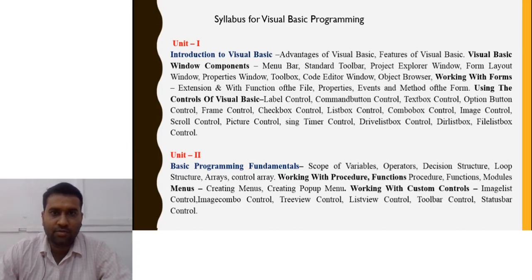In the introduction of Visual Basic: advantages, features, which features are provided by Visual Basic, the Visual Basic window components, menu bar, standard toolbar, project explorer, toolbox, working with the form, how to work with the Visual Basic form, which extension is used for the Visual Basic form, which functions are provided in the file, properties, various types of events, and various types of controls provided by Visual Basic: label control, command button control, text box control, option button control, checkbox control, list box control.